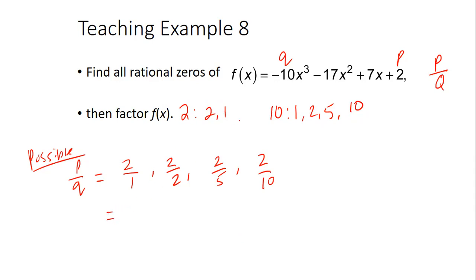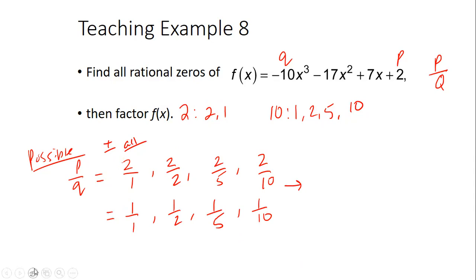Do we see that? Now I'm going to do it again with my second factor. So now I'm doing 1. So 1 over 1 is going to be 1. 1 over 2. 1 over 5. And 1 over 10. Okay, and it's the plus or minus of all of these.